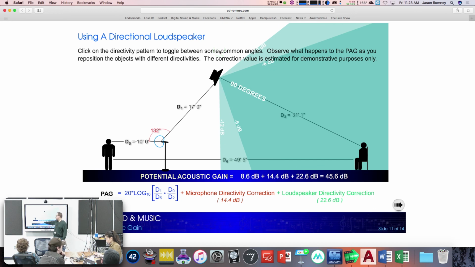So, can you go to more directional mics if you can't make them farther away? Can you switch to a hypercardioid and get a little bit more gain that way? I mean, these are the tools at your disposal, right? If you can't move the loudspeaker and you can't move the mic, can you change that loudspeaker for something more directional? Can you change the mic out for something more directional?